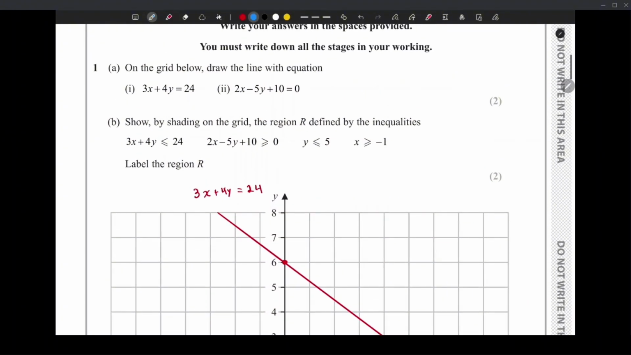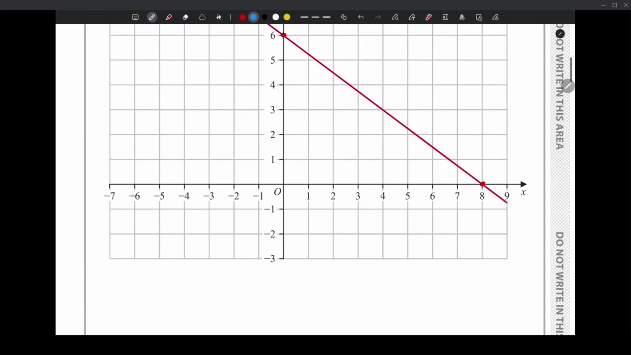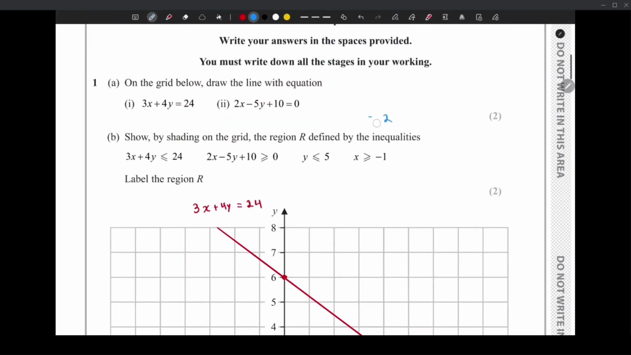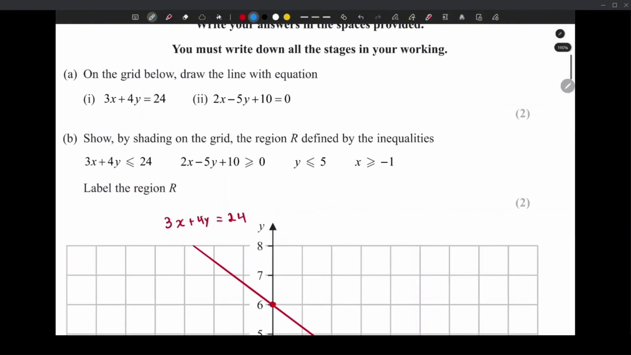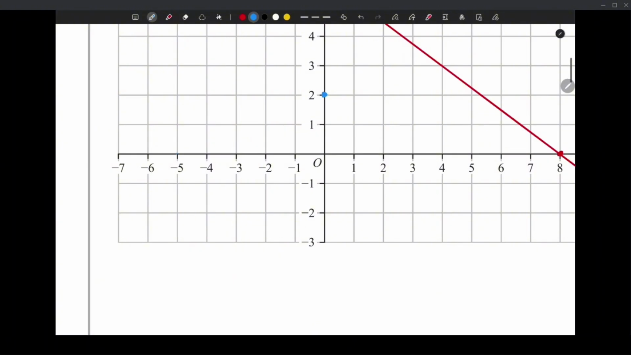So the same thing goes for this one. At the y-axis, the value of x is 0. So that's minus 5y plus 10 equals 0. So the value of y is 2. So this is one of the coordinates. And we know that at the x-axis, the value of y is 0. So this will be 2x plus 10 equals 0. And the value of x is negative 5. So this is the other coordinate.